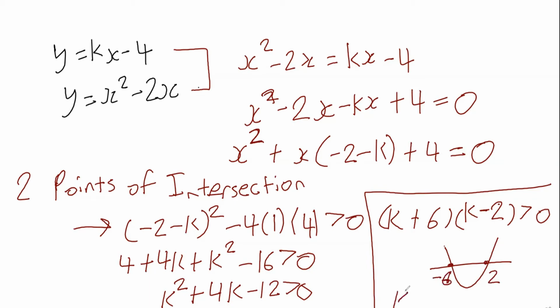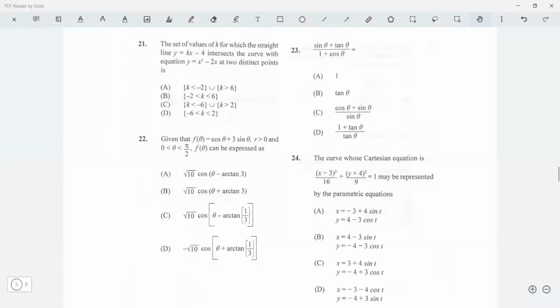So really and truly, k is less than minus 6 or k is greater than 2. Those are our options. K is less than minus 6 or k is greater than 2. Option C. All right, nice.